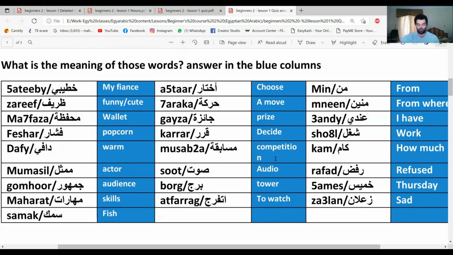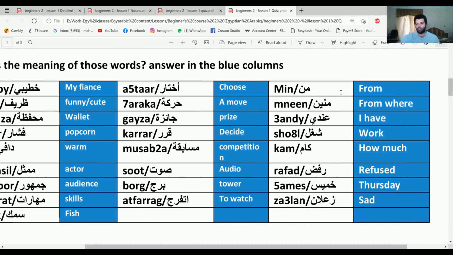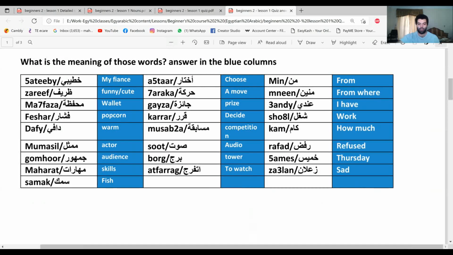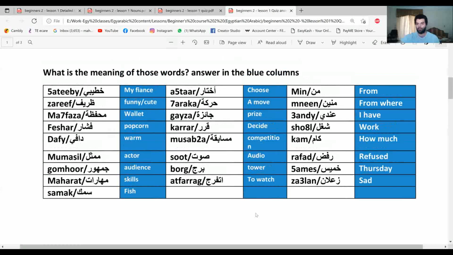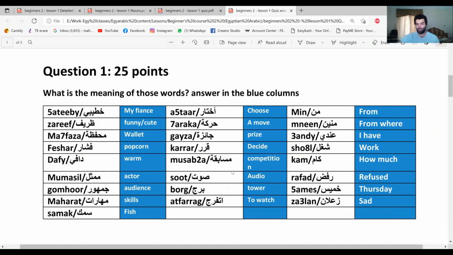As you can see, words from the list or from the story: audio, salt, burg, tower, atfarrag, to watch. And we have min is from, minin, from where, andi, I have, shul, work, kam, how much, rafad, refused, khamis, Thursday, za'lan is sad. So out of those words, you count how many you got right.